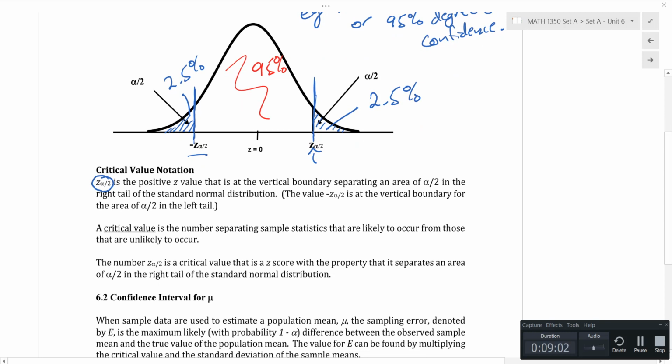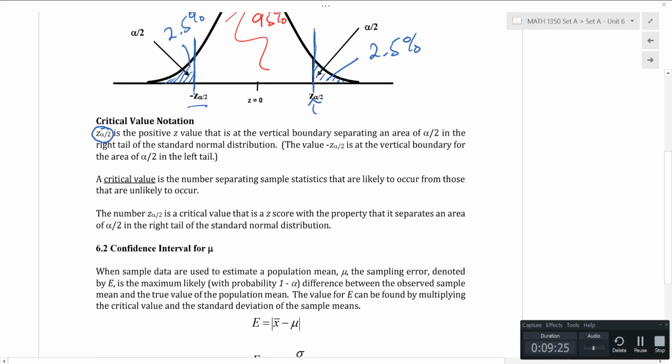In general, a critical value is the number that separates the statistics that are likely to occur from those that are unlikely to occur given a particular tolerance. We state this definition of critical value in general now, because we'll go on to use it later with things other than z. We'll use it for t values in particular.